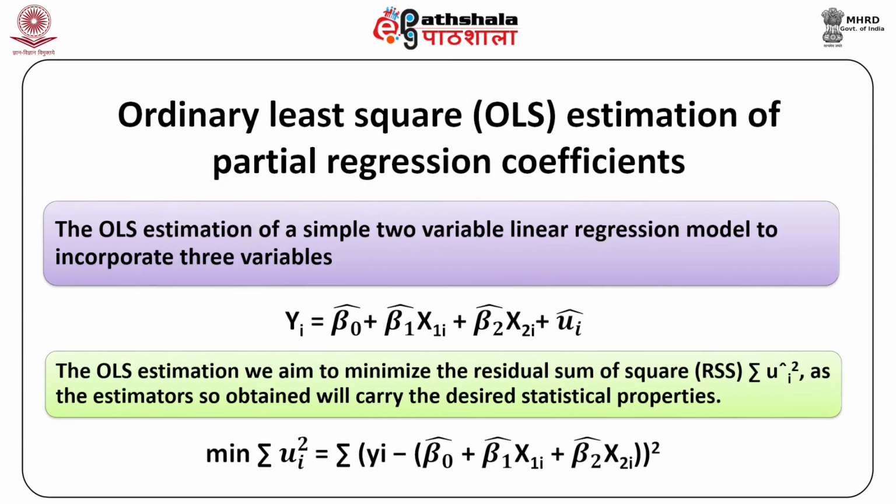Ordinary least squares or OLS estimation of partial regression coefficients. Here we extend the OLS estimation of a simple two-variable linear regression model to incorporate three variables. Consider the sample regression function SRF corresponding to the PRF: Yi is equal to beta hat 0 plus beta hat 1 x1i plus beta hat 2 x2i plus u hat i. The SRF must be the closest approximation of the PRF since the PRF is not directly observable.